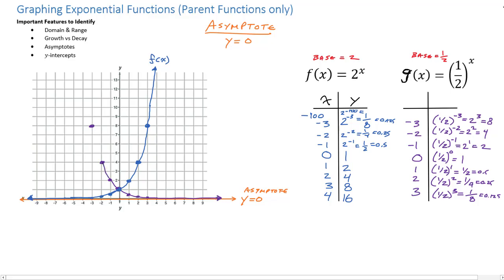All right, let me just try and draw this the best I can here. And the next one would be 16, right? But that's going to be way up here. All right, that's not perfect, but that's going to have to do for now. And there's g of x.